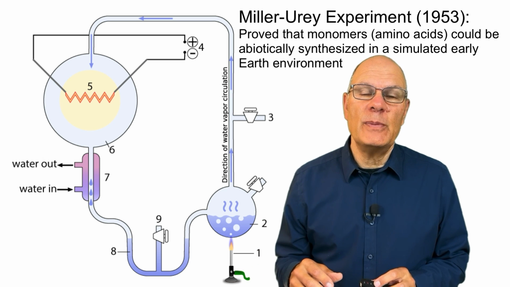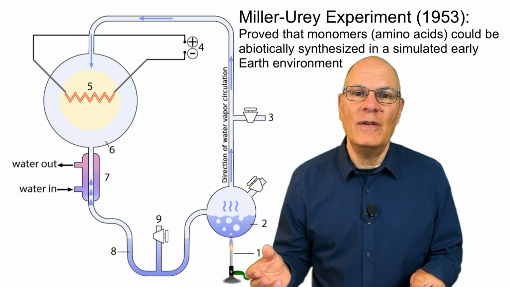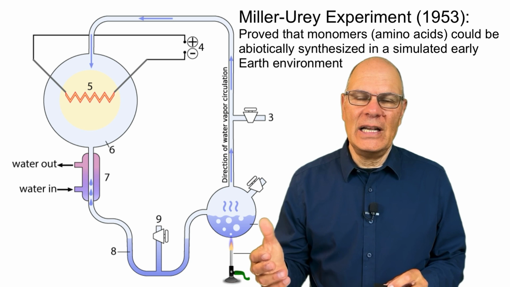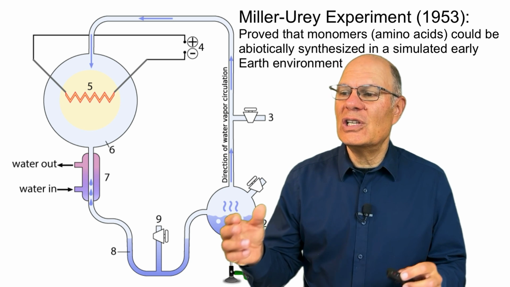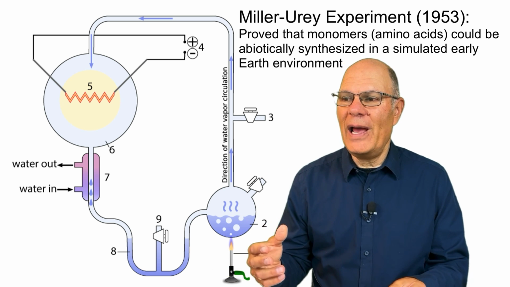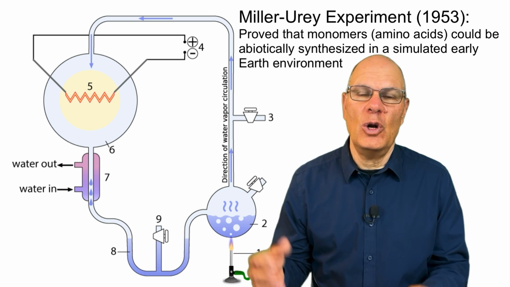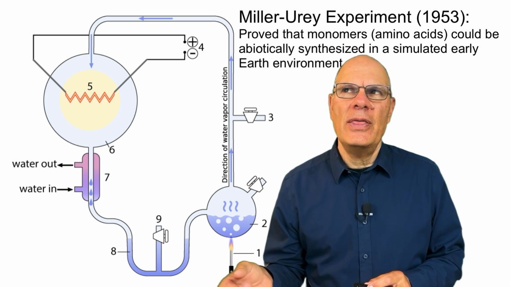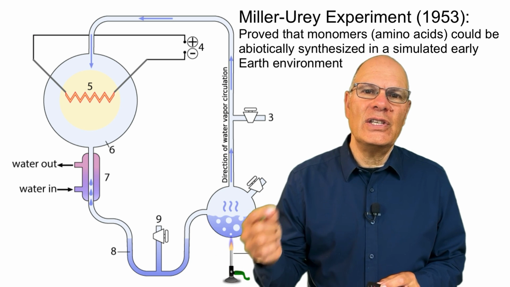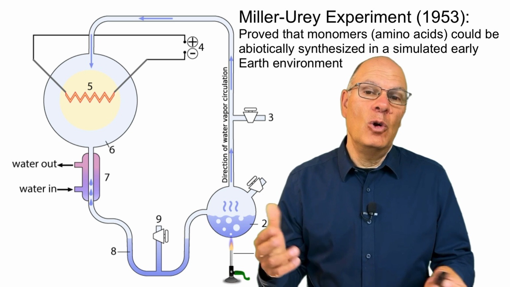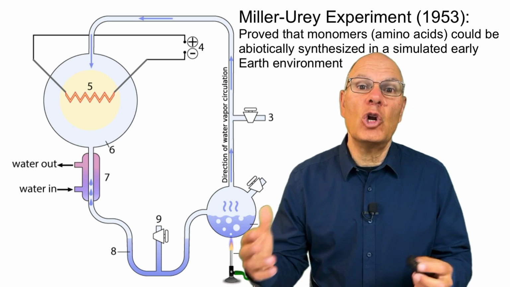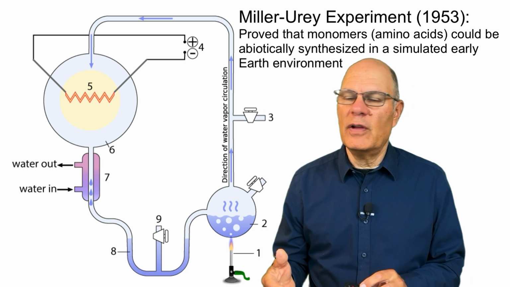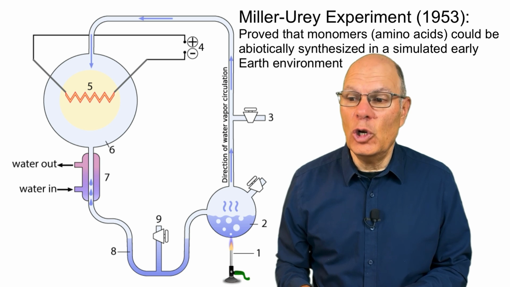The Miller-Urey experiment, which was carried out in the 1950s, showed that in an abiotic setup, without life, you could successfully synthesize amino acids in a simulated early Earth environment. Now, as we'll see, some of the details that were involved in the setup of the Miller-Urey experiment were wrong. They don't correspond to our current understanding of the geology of the early Earth, but it's an important proof of concept. So, what did Miller-Urey do?